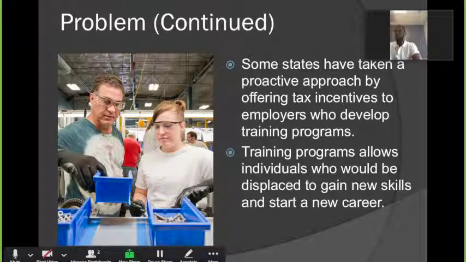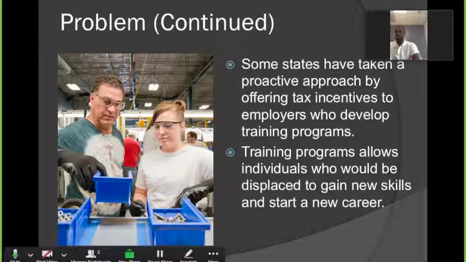Some states have recognized this problem and have decided to take a more proactive approach by offering tax incentives to employers who develop training programs. Training programs allow individuals who would be displaced to gain new skills and start a new career. So you could think of using the Ford example that was brought up earlier.